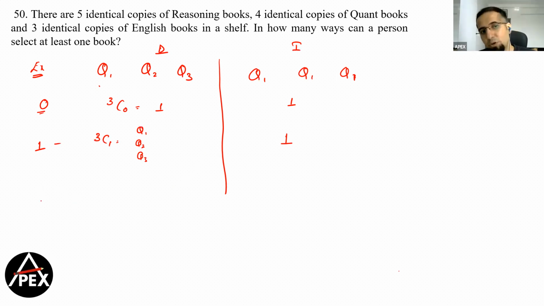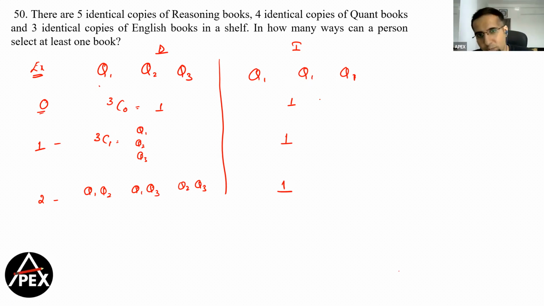Now, in how many ways will you pick exactly two books, guys? Exactly two will be 3C2. Quant 1, Quant 2 combination, Quant 1, Quant 3 combination, and Quant 2 and Quant 3 combination. But here, again, one case, nothing else. Any two out of the three you pick and you come back. Are you getting it, guys?